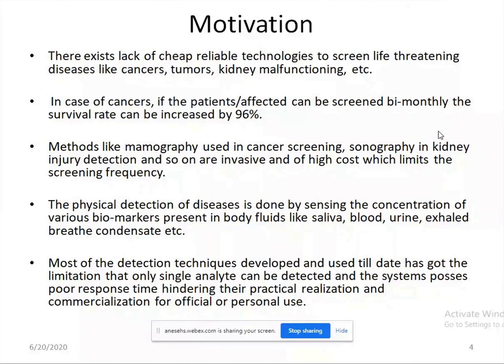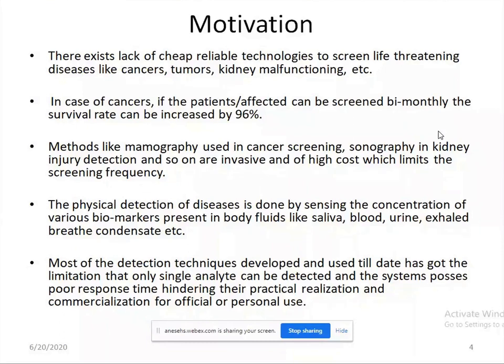And if such a sensor is put forward, or if such a product can be developed as a personal healthcare equipment, then the death rate from these diseases can be reduced by about 96 to 98%, and this was proved by the American Cancer Society.